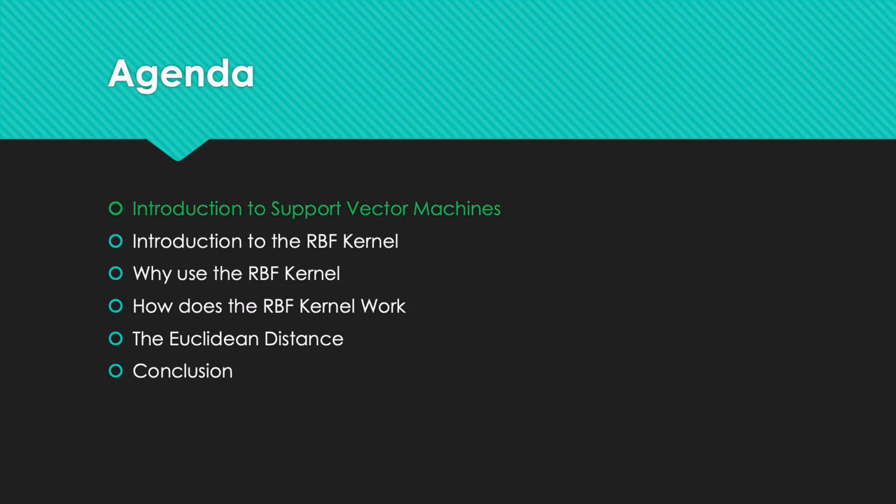I will start by briefly refreshing what a support vector machine is and how it works. Then I will introduce the RBF kernel. I will then talk about why we would use the RBF kernel. Next I will cover how it works, including the math behind the function. I'll wrap up with an important feature of the RBF kernel, which is the Euclidean distance, and then we'll summarize everything.